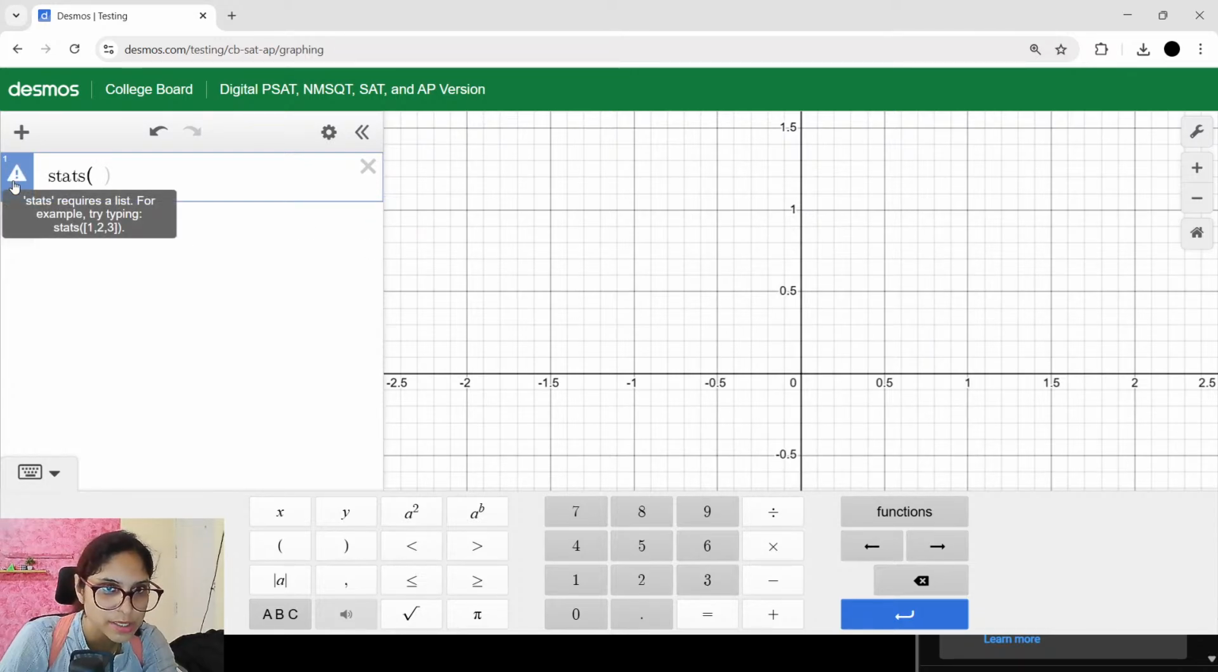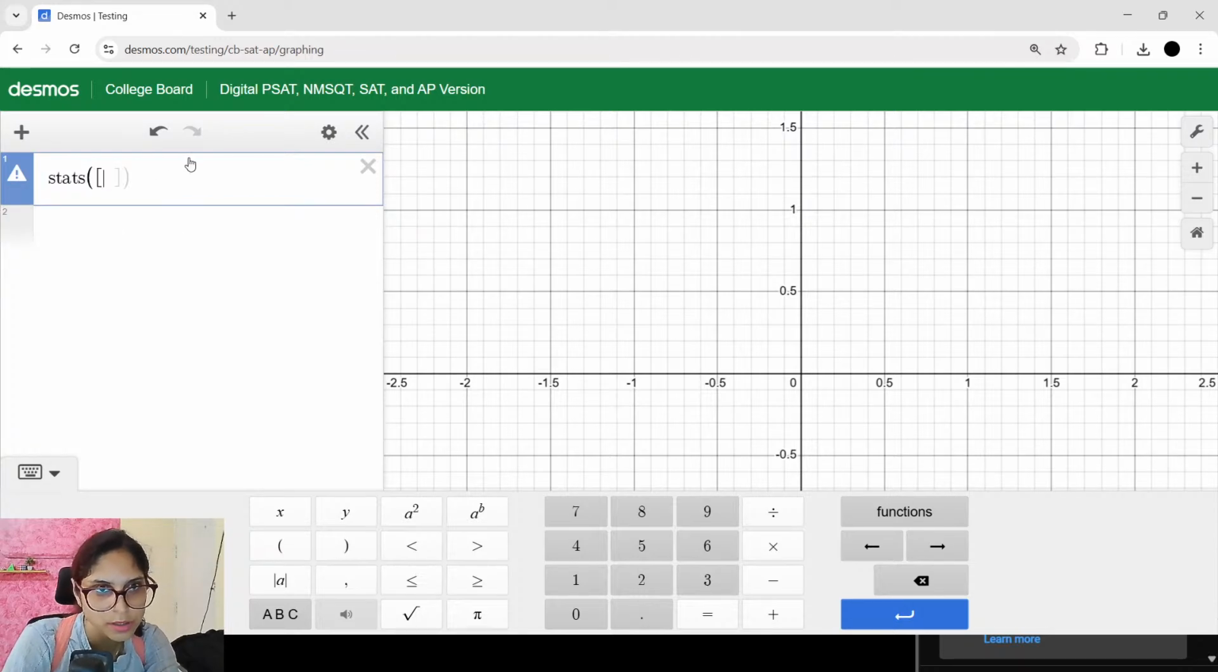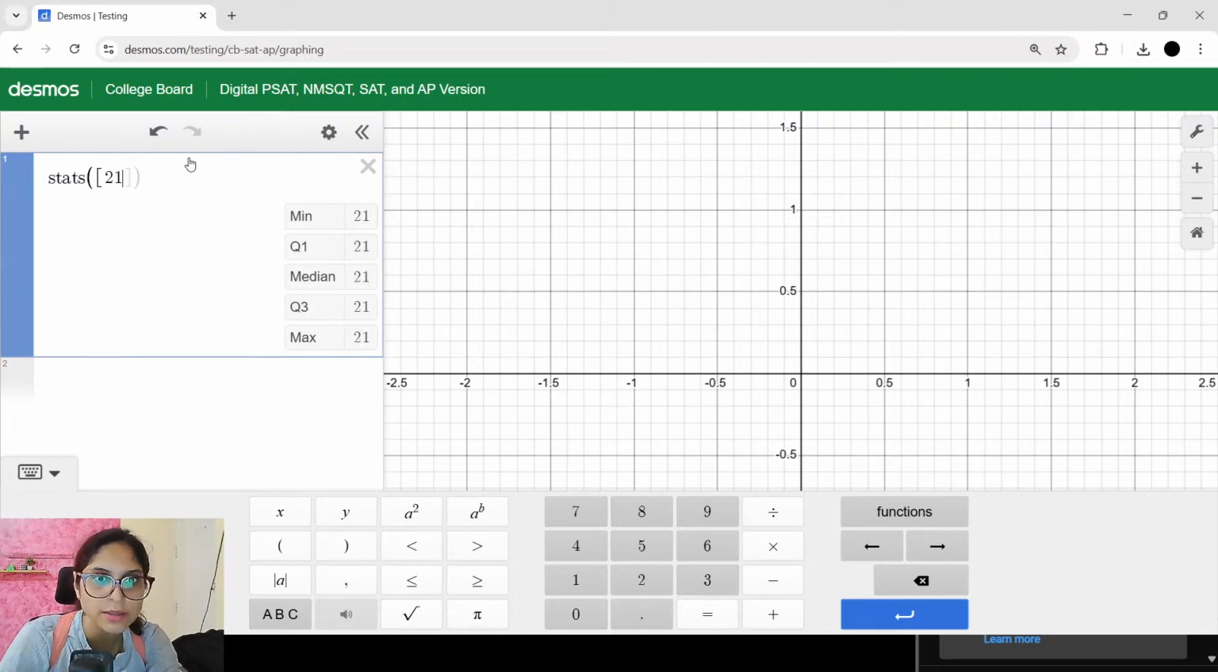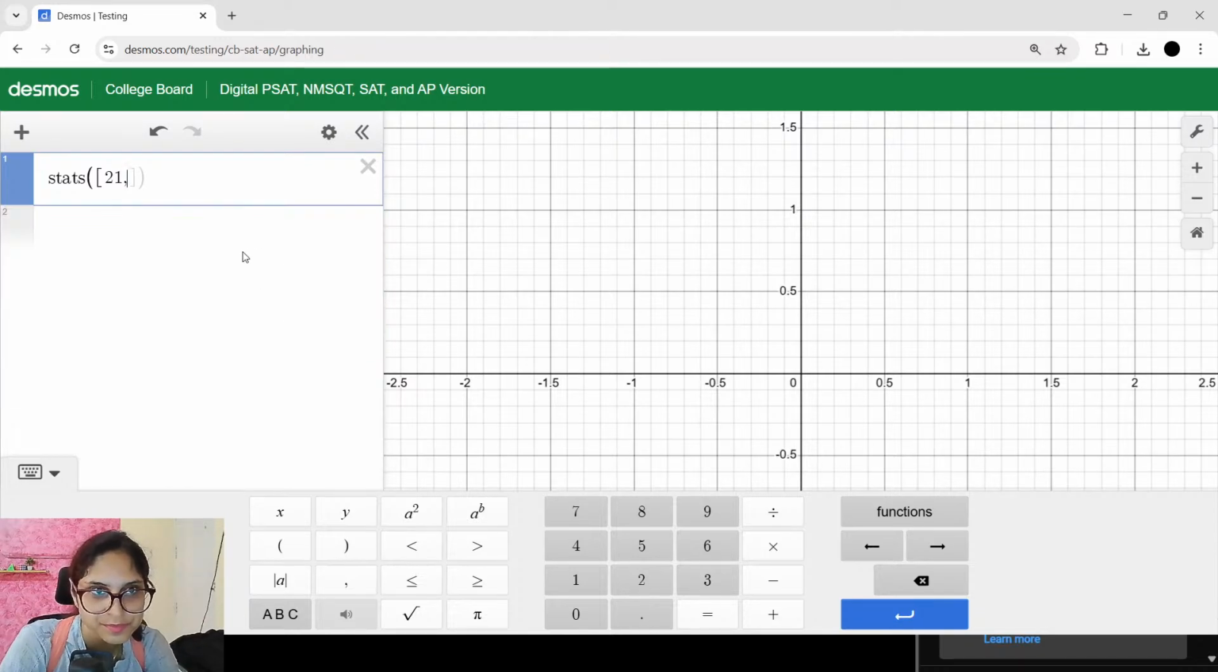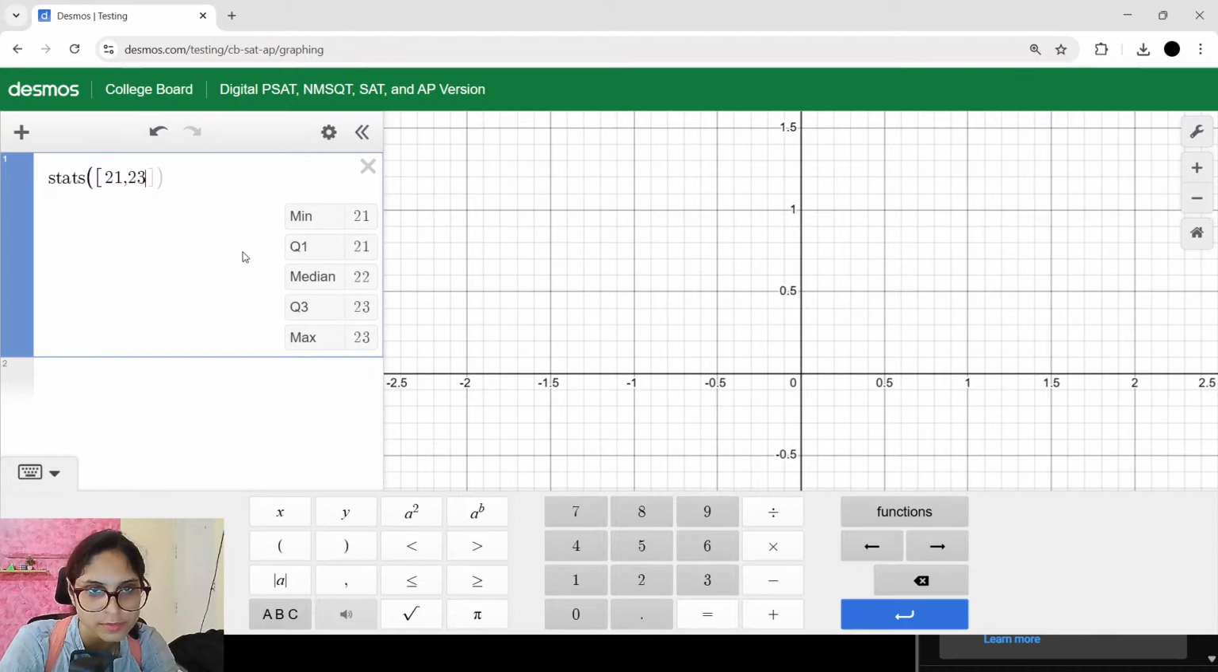In stats, let's see what they're saying. Okay, you just have to give a list. So yeah, it's giving you everything. What is minimum, what is first quartile, what is median, what is third quartile, what is maximum. See, everything is given to you. So you can get all your 5-point summary from stats. So it becomes so much easier. All right. So stats give you 5-point summary.